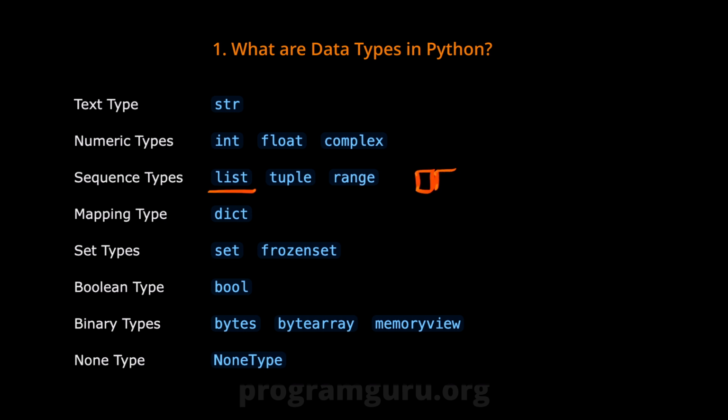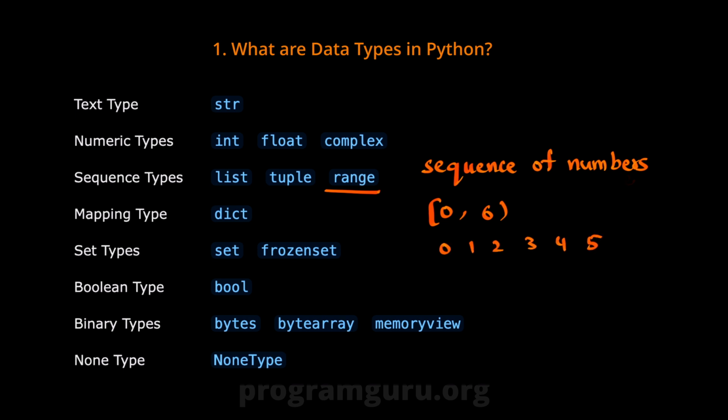List is an ordered collection of objects where you can add objects, update objects, or remove objects from a list. Therefore, list is mutable. Tuple is an ordered collection of objects where you cannot add new objects or remove existing objects from a tuple. Tuple is immutable. Range is a sequence of numbers with a specific start, specific end, and a step value.